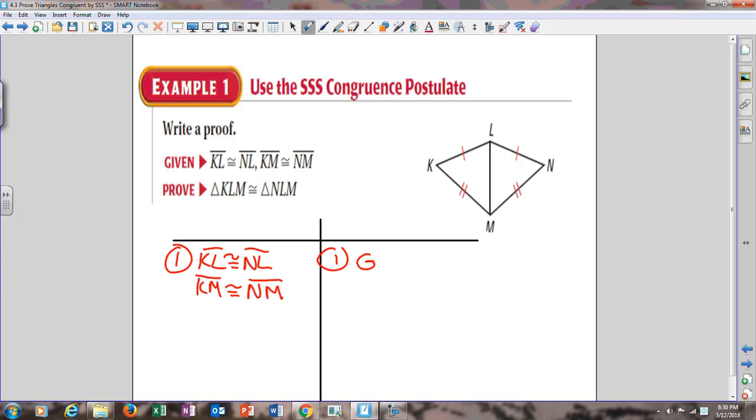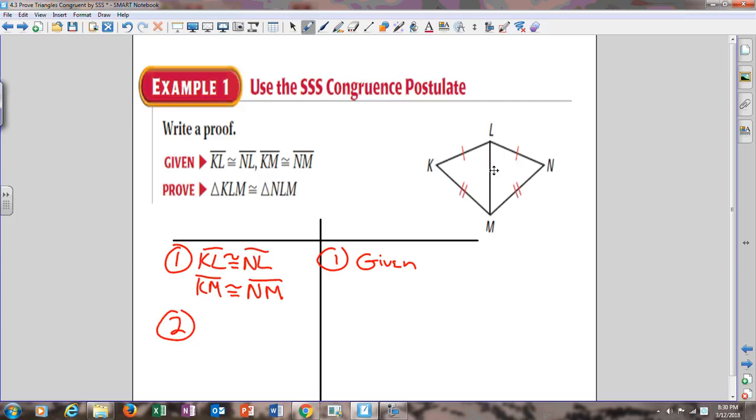And the reason for that is given. It's told to us. We are told that those two are congruent. So now we have one side of this triangle congruent to one side of this triangle, and we have the second side congruent.